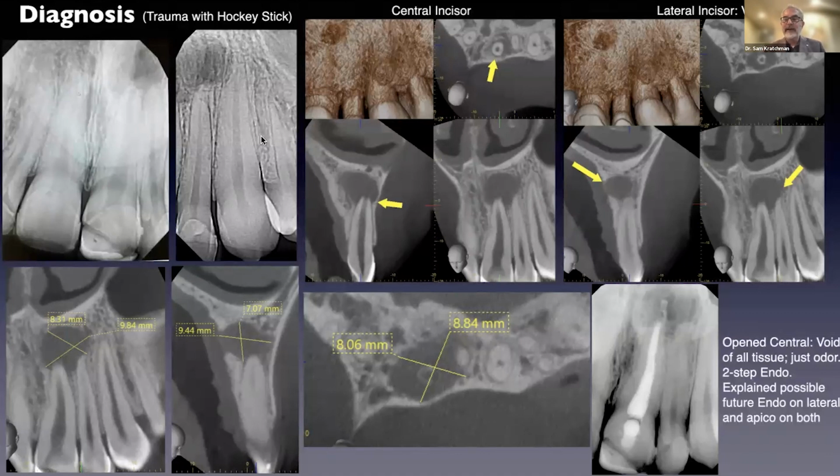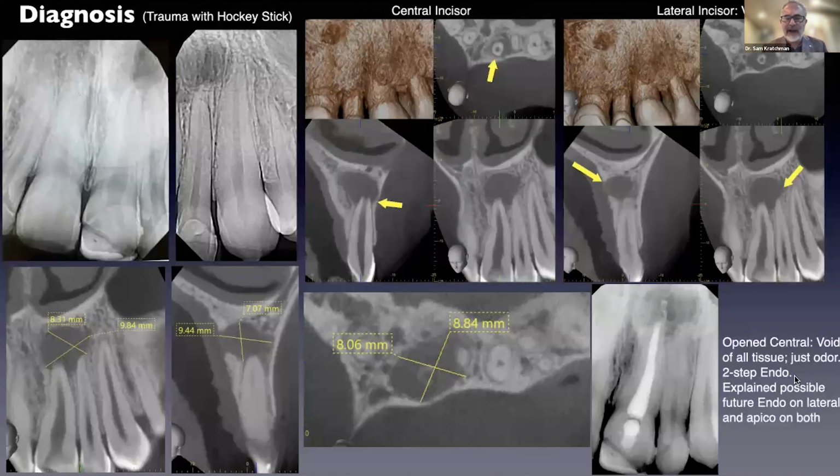So ironically, or very interesting, I should say, the lateral incisor tested positive. It was responsive to cold. And I do use electric pulp test on these anterior teeth, especially if there's a history of trauma, to see if there is any sense of vitality. So I did the root canal on number 9, the central incisor, opened the canal, and it's completely void of all tissue. There was just a foul odor there, but no pus, no drainage.